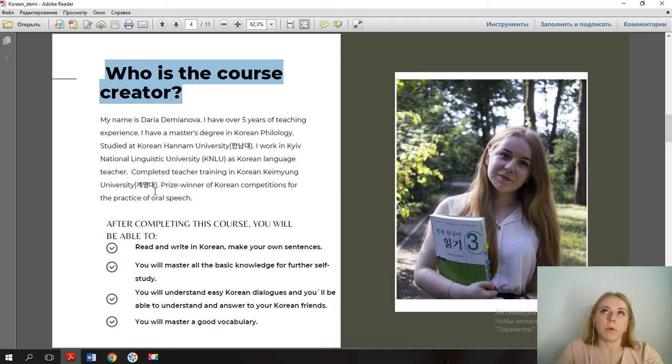It was about oral speech competition and so on. Well, after completing this course, you will be able to read and write in Korean. If you know Hangul, you can read and write and make your own sentences. If you know some basic grammar, you can make your own sentences. It's not about writing sentences that you have heard from other people.